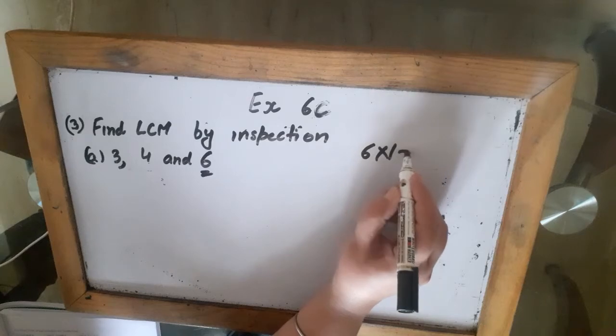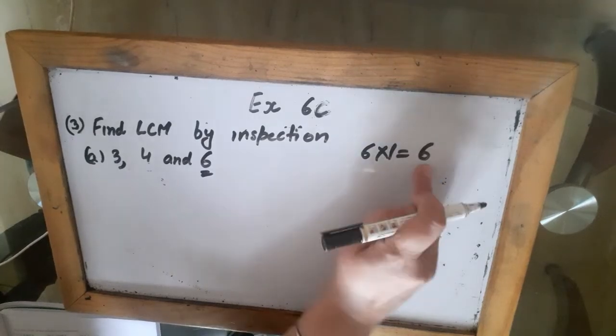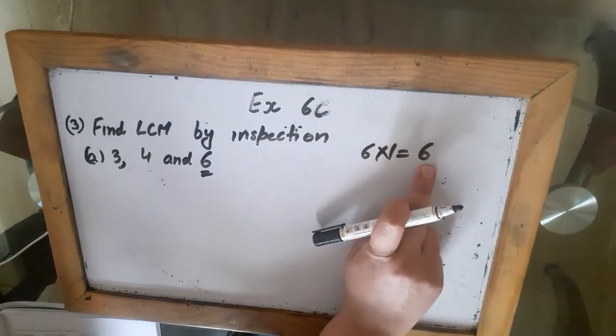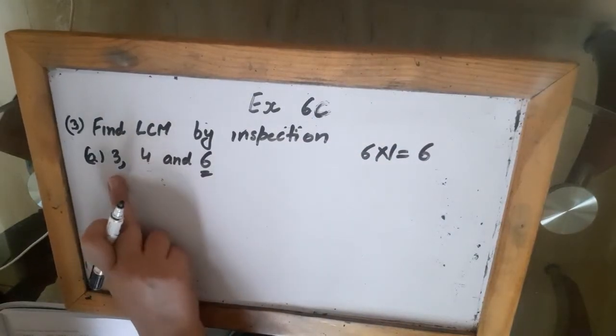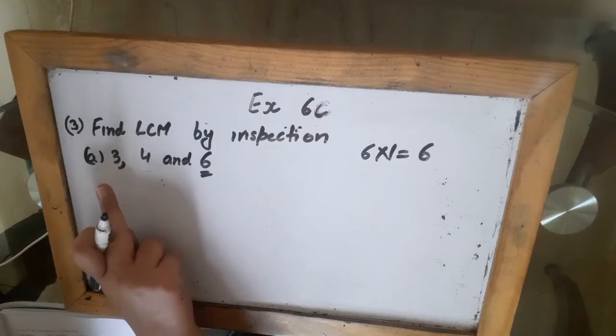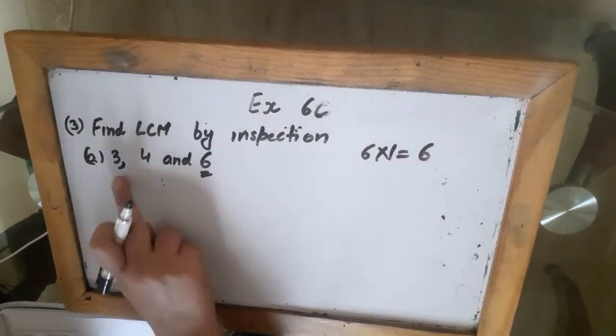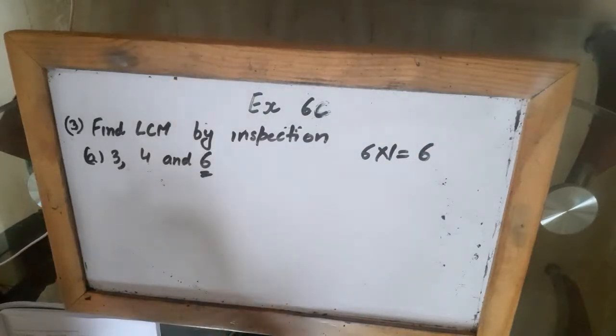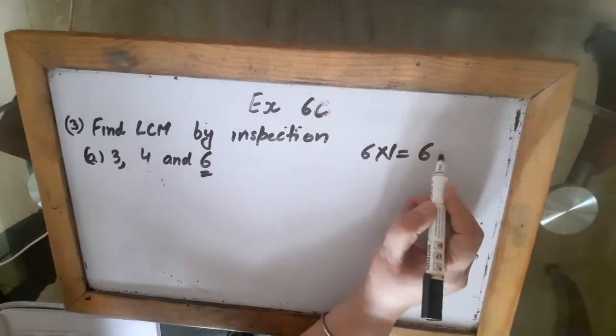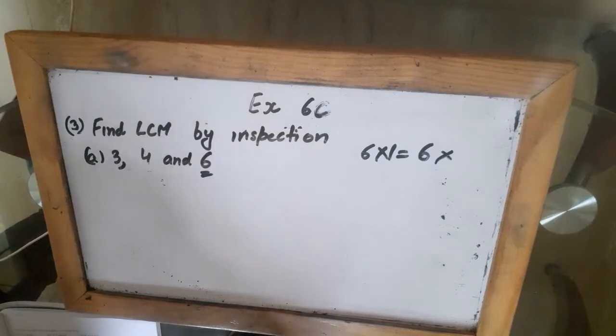So I will start writing the multiples of 6. 6 ones are 6. Now I will see whether this 6 is a multiple of 4. No. Is it a multiple of 3? Yes, it's a multiple of 3, because 6 comes in the table of 3: 3 twos are 6. But 6 is not a multiple of 4. So this 6 cannot be the LCM of all these 3 numbers.